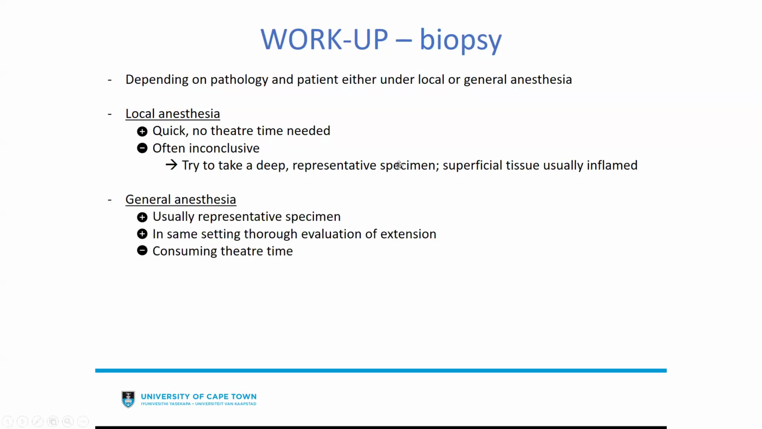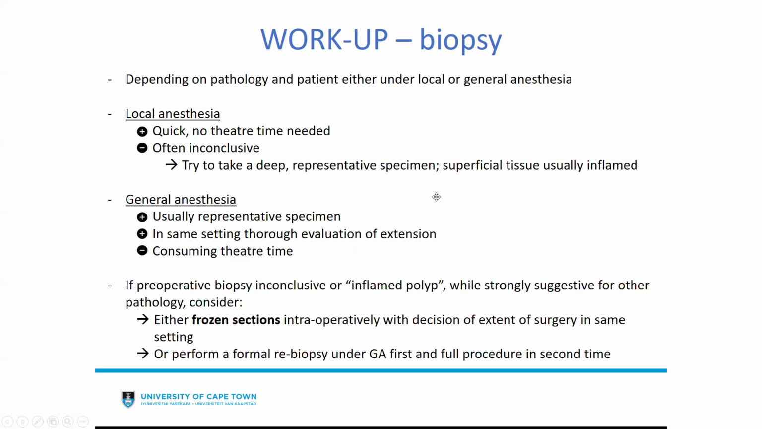The advantage of doing it under general anesthesia is that it usually gives you a representative specimen. You can actually debulk the lesion, take a deep specimen, and this will tell you a lot about what it is. In the same setting, you can also do a thorough evaluation of the extension towards the orbit, infratemporal fossa, etc. But it does consume theater time, so it's not always possible.